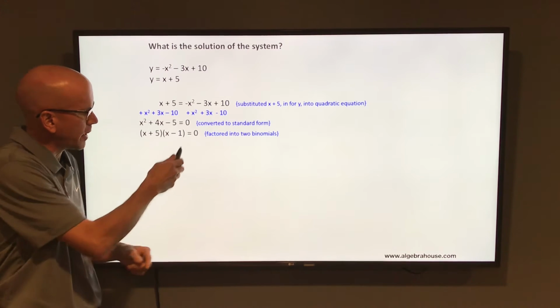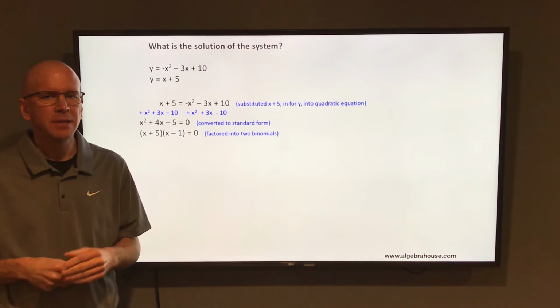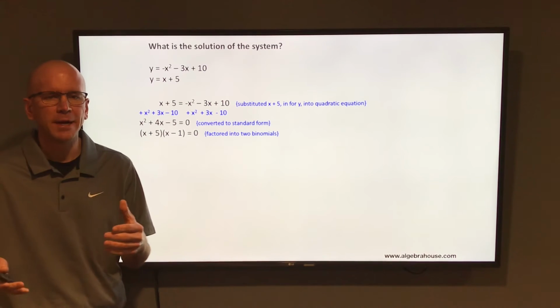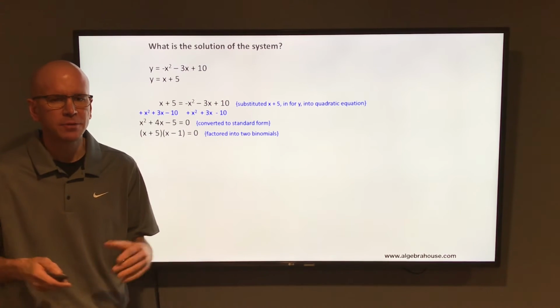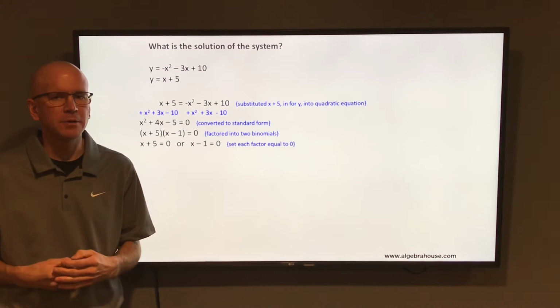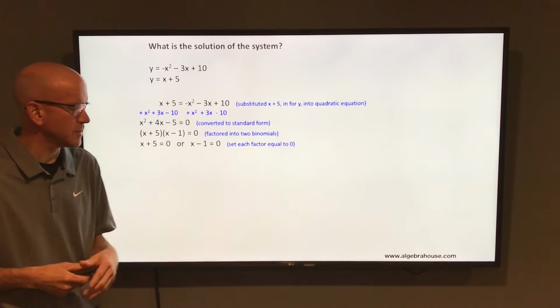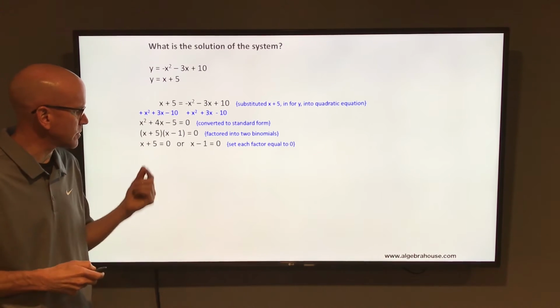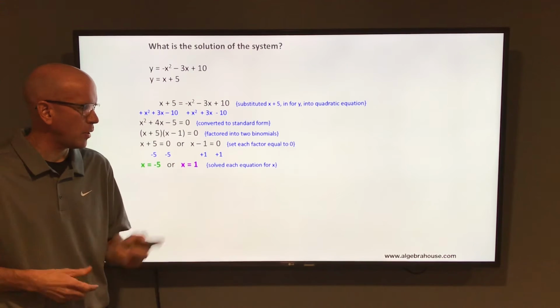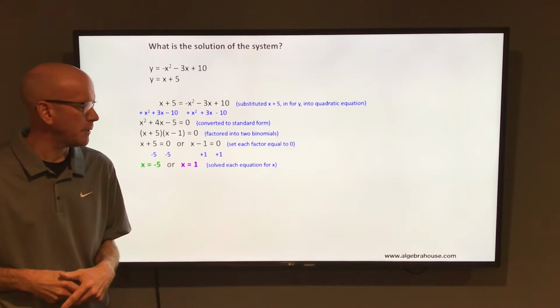Now these two multiply together equals 0. That means either one of those could be equal to 0. Because if you have two or more things multiplied together equaling 0, any of those could be 0. So x plus 5 could be equal to 0, or x minus 1 could be equal to 0. Now you have two simple equations that you can solve for x. In that first one, subtract 5 from each side, get x equals negative 5. In the second one, add 1 to both sides, get x equals 1.